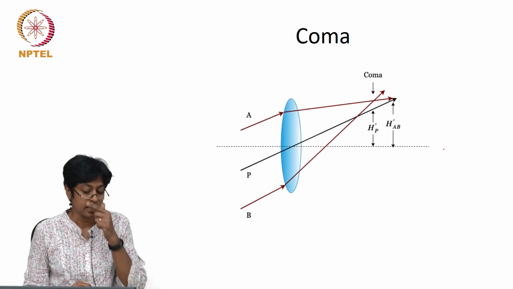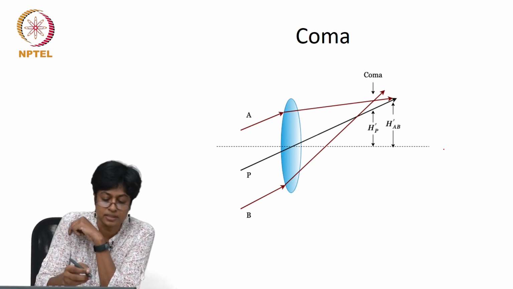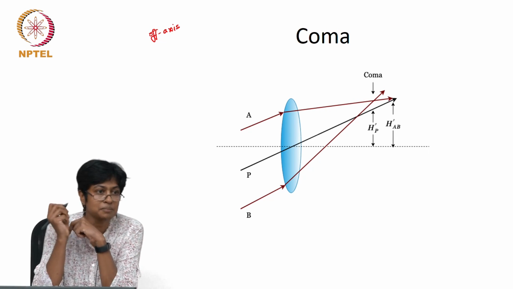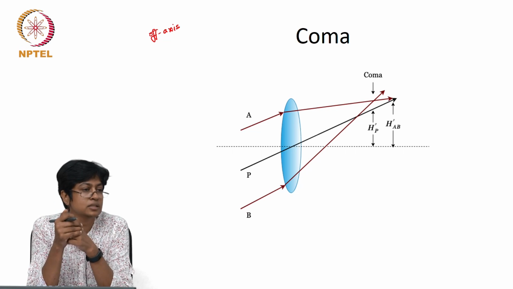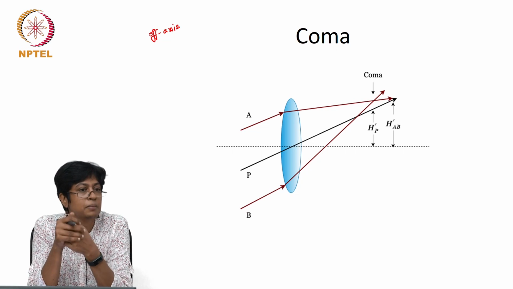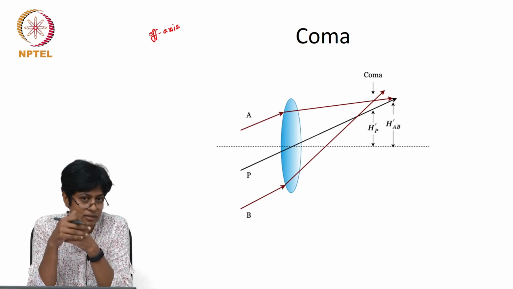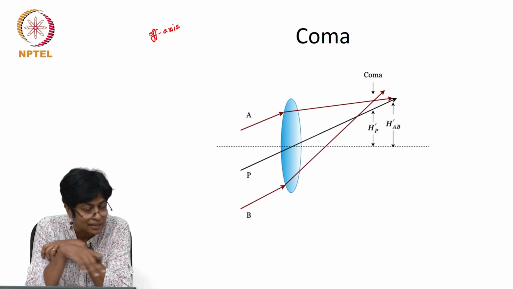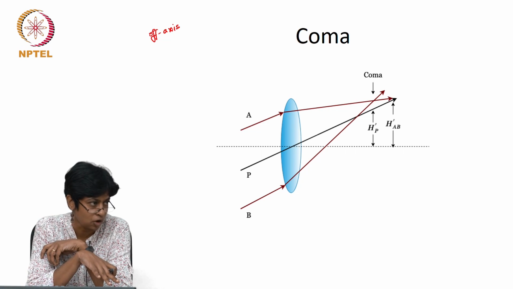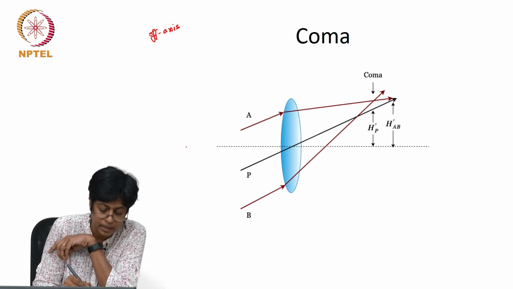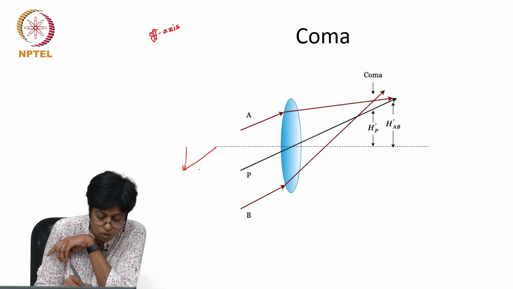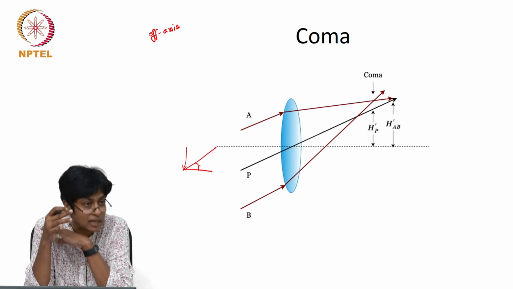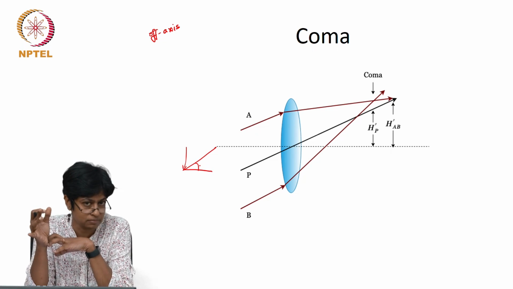Coma. Now, coma is an off-axis aberration. What does that mean? It arises when you have rays coming from a point not on the axis. Again, for demonstration purposes here, we have a parallel set of rays coming from off-axis, but it could be that you had some object and you're looking at all the rays coming from this off-axis point. So they're not parallel, but they're coming from an off-axis point.